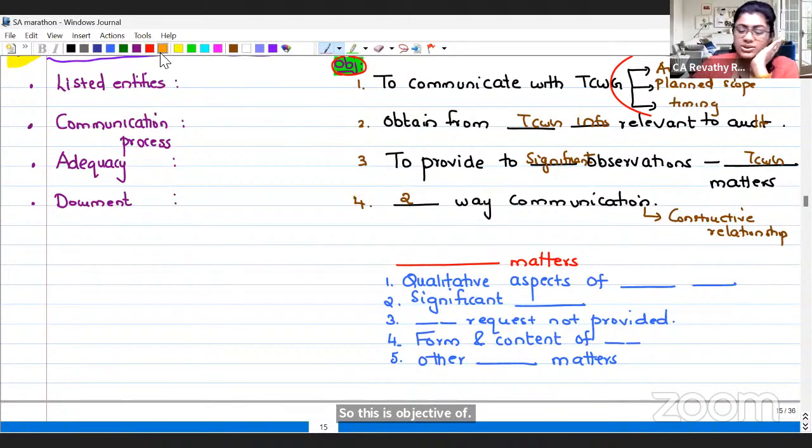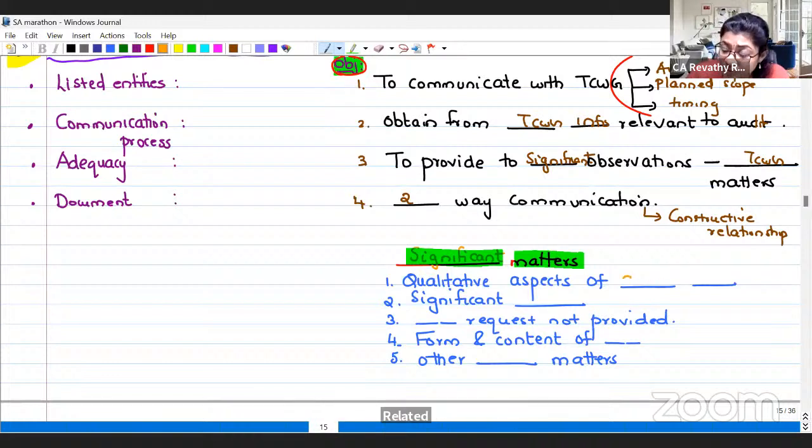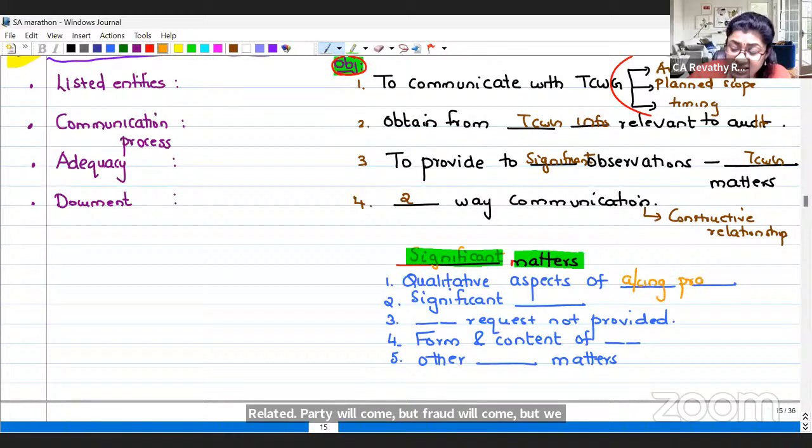Now, can you say a few examples of significant matters which you communicate with TCWG? Any examples? Qualitative aspects of accounting. Related party will come, fraud will come, but we will come to it in the flow. Significant aspects of accounting practices, such as accounting estimates, accounting policies, accounting judgments. Then significant difficulties: we asked, they did not provide. What? Written representation. Form and content of my audit report.